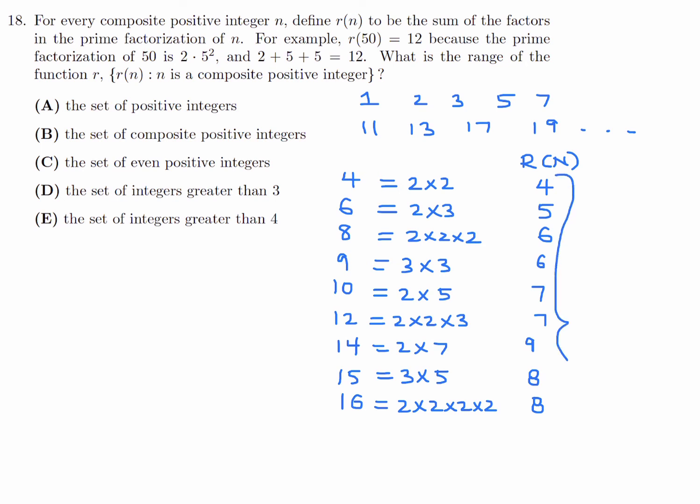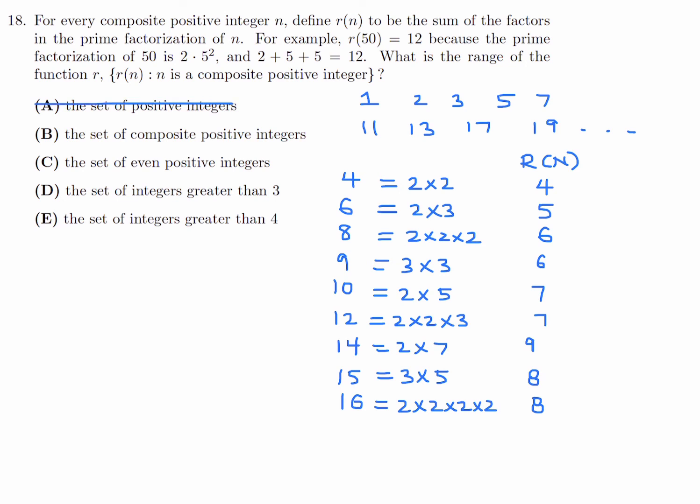So far, this is my list. It keeps going, but so far, that's what I have. Is it the set of positive integers? Well, it looks like it is going to be 4, 5, 6, 7, 8, 9, perhaps, but we don't have 1, we don't have 2, and we don't have 3. So it's not the full set of positive integers.